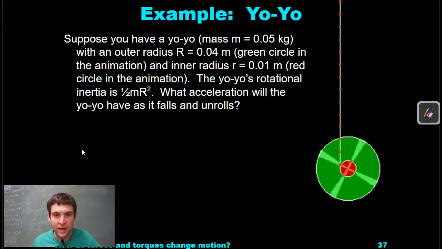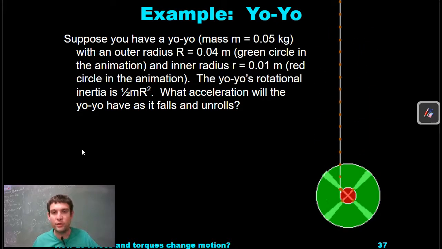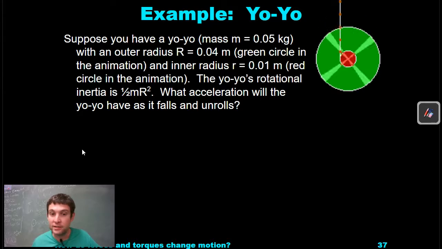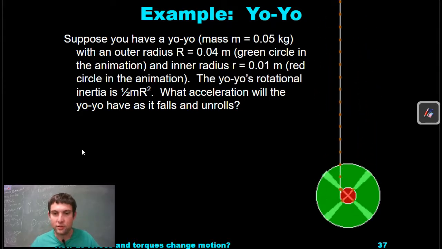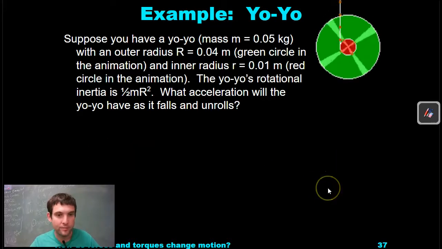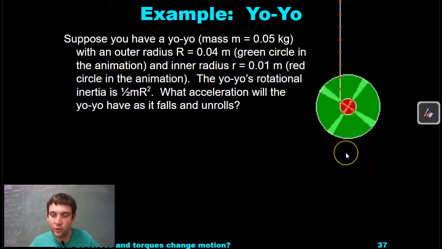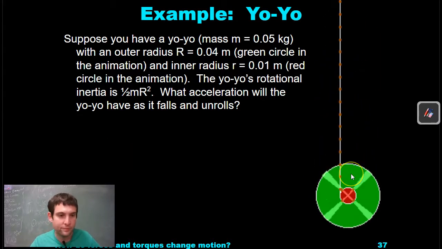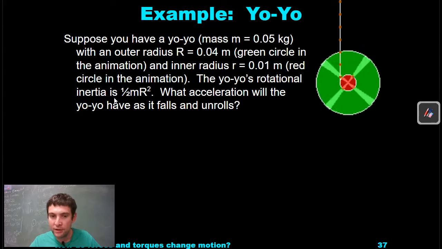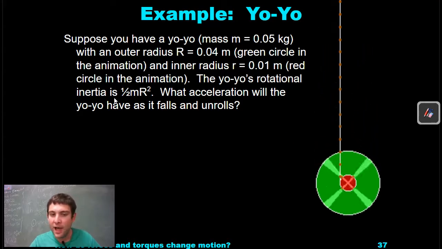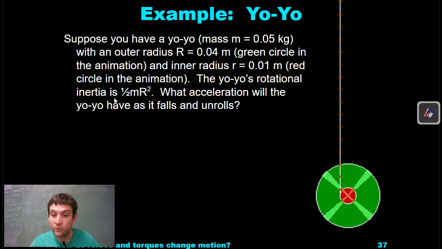We have a yo-yo whose mass m equals 0.05 kilograms with an outer radius r equals 0.04 meters. That's the green circle in the animation. And the inner radius of 0.01 meters, which is the red circle. The yo-yo's rotational inertia is 1/2 mr squared. What acceleration will the yo-yo have as it falls and unrolls?